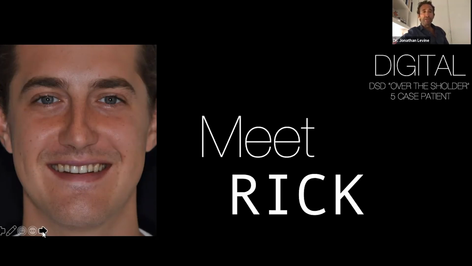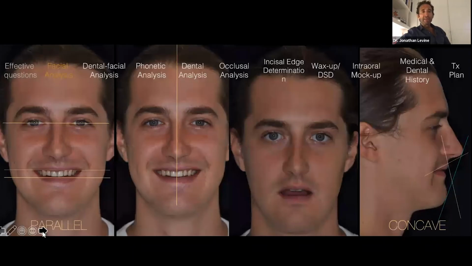And here's Rick, who I met, and here he is right through the nav bar, effective questions, facial analysis, dental, determining the incisal ledge, symmetry versus asymmetry. And you can see Ricketts E-plane, concave profile. What does that tell you? You've got to build out and out, and sure enough, because you don't have that lip support. And that's just a general thinking of where you're going to go.